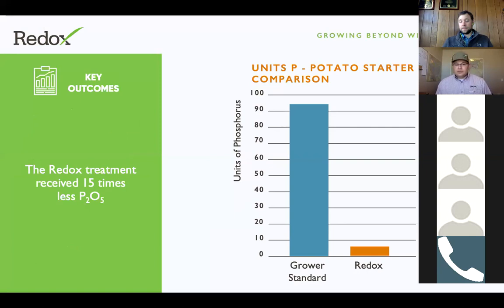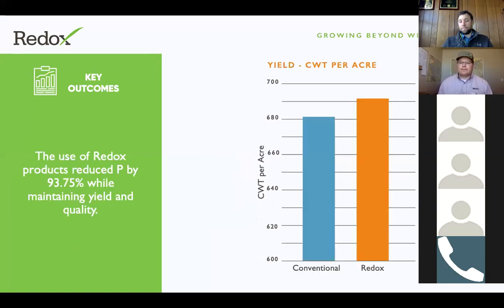So we used 15 times less phosphorus than the grower standard. Grower standard was somewhere in the neighborhood of 95 units of applied phosphorus, and we were at 6.25 pounds of applied phosphorus with our Rutex. So even though we had that 93.75% reduction in phosphorus, we maintained yield and quality. So it was a good illustration of what we can do with more efficient products. We're not doing more with less, we're just getting more out of our inputs.